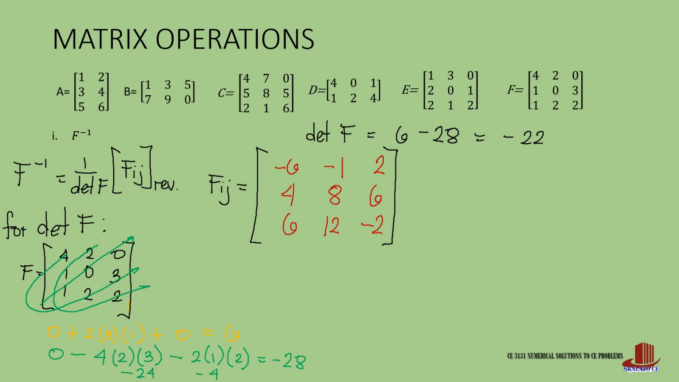So we are going to have this as positive for the first element, negative for the second element, making it positive 1, and positive for the third element. Then for the second row, we would have negative, positive, negative. Third row, positive, negative, positive. Then the next thing would be to work with our reverse.